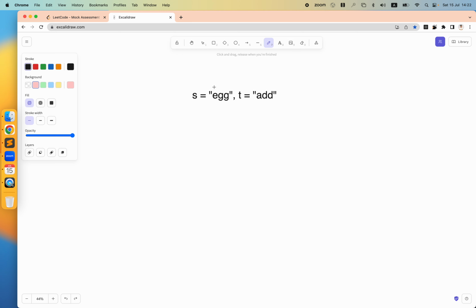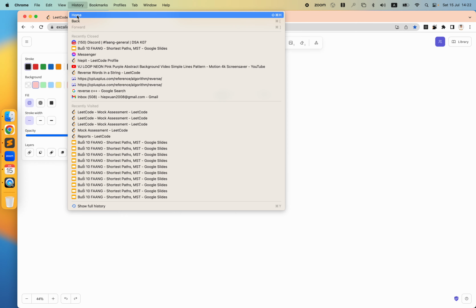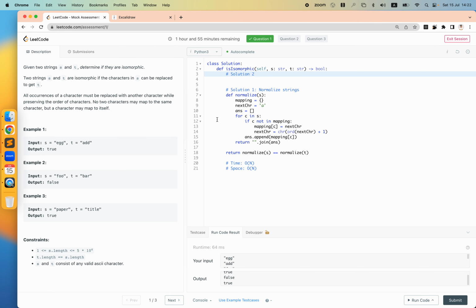Okay, so here we map e to a. Here I map what, g. Here I map b. Yes, we don't build it, but we map it. Don't build the string, just map and compare.